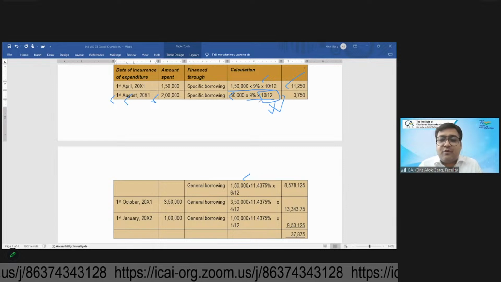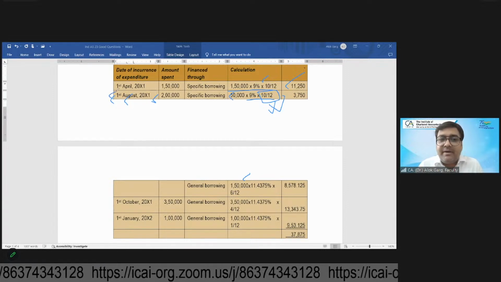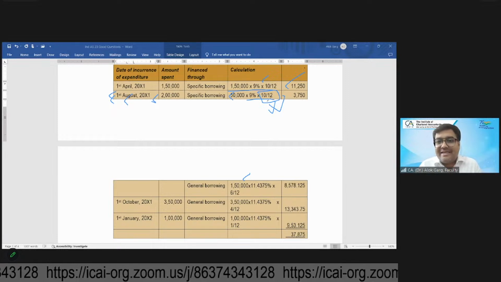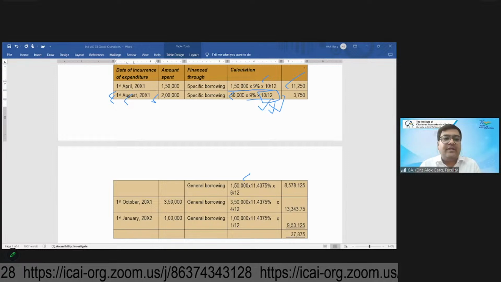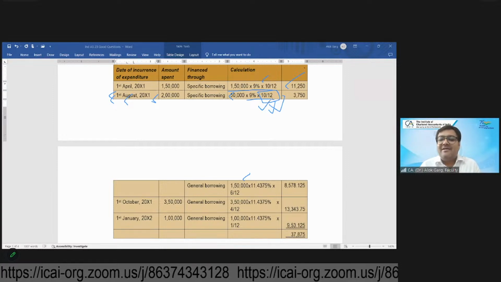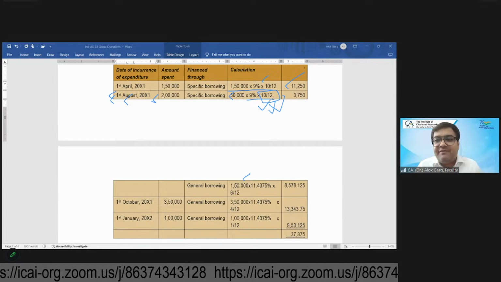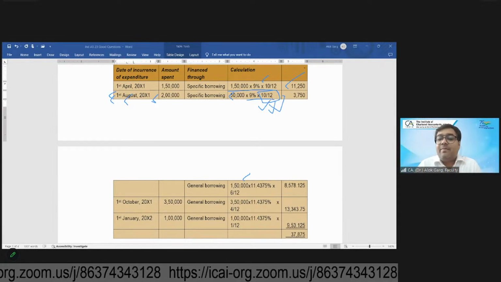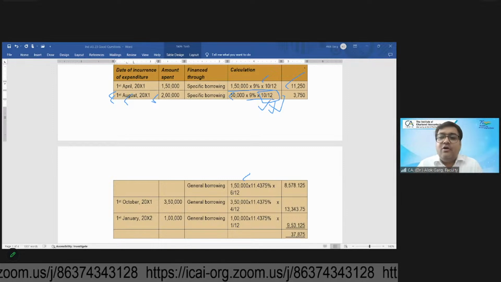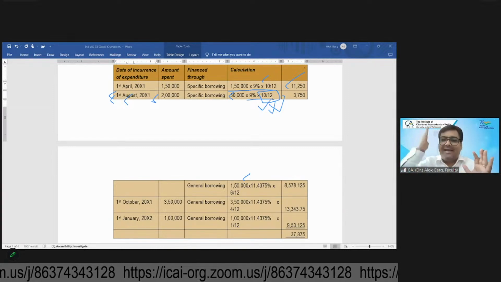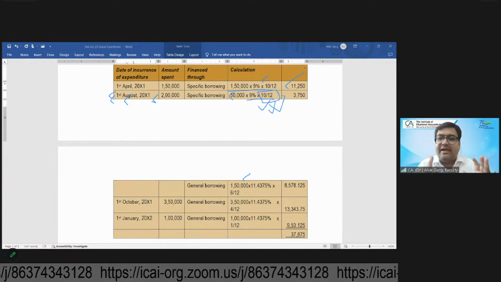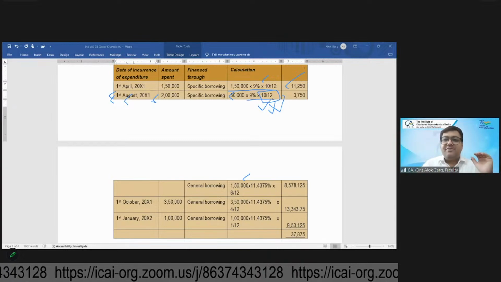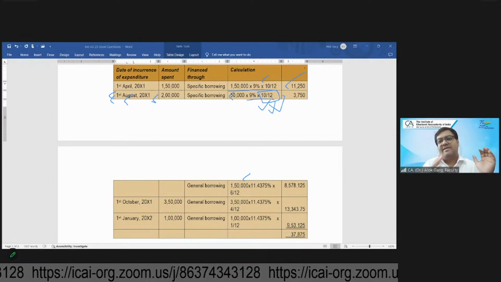For this specific borrowing, while the money was expensed on 1st August, the calculation was done from 1st April only. Why? Because it is a specific borrowing. It is specifically taken for that purpose. It cannot be used anywhere else. Correct? And that is why in case of a specific borrowing, whatever is the cost of the borrowing till the time the asset is available for use, you have to capitalize the entire cost minus, if you have generated some income from the idle funds, you can minus that.